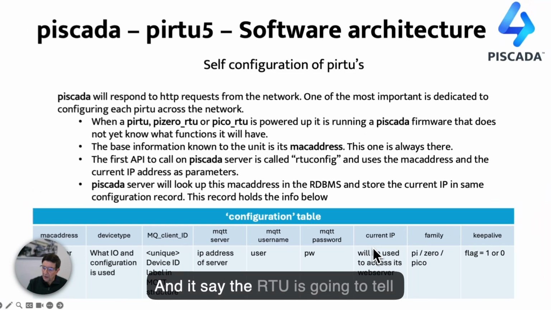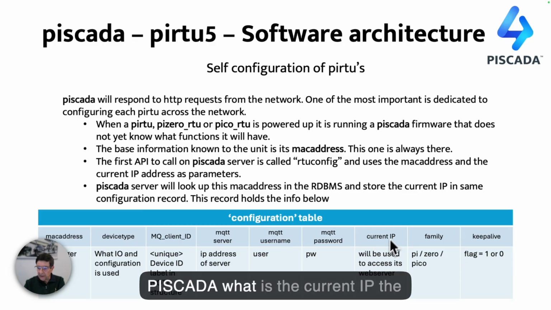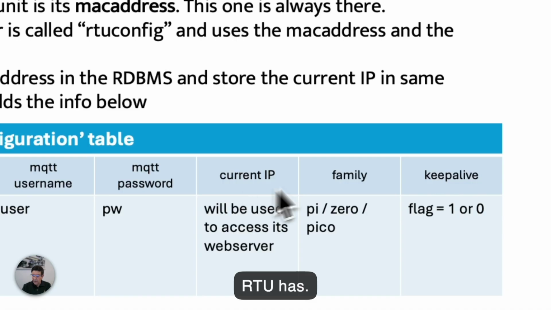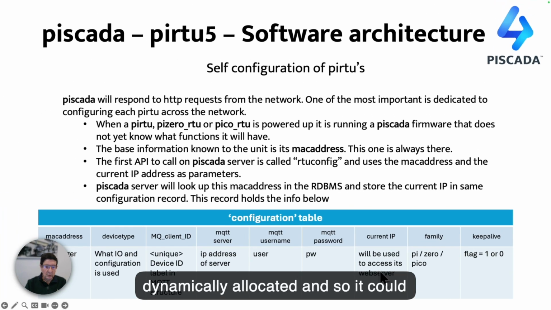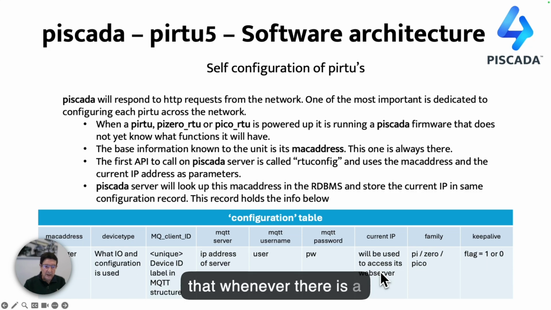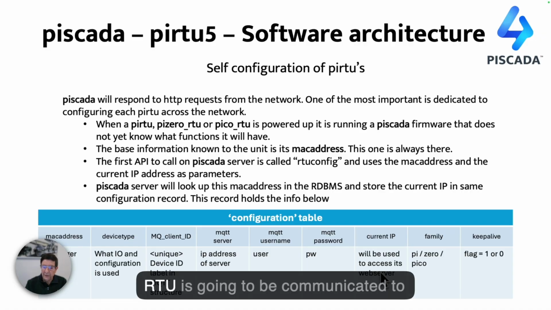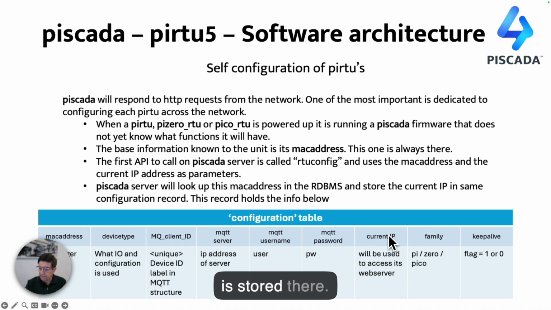The RTU is going to tell piscada what is the current IP the RTU has. The IP of the RTUs can be dynamically allocated, and so it could change at any moment, which means that whenever there is a reconfiguration or a reboot, the IP that is assigned to that particular RTU is going to be communicated to piscada through this process, and it is stored there.